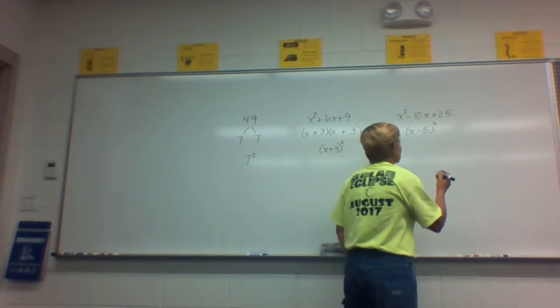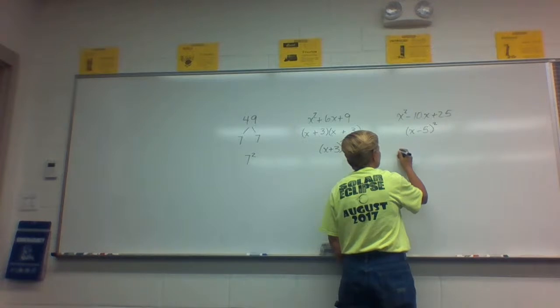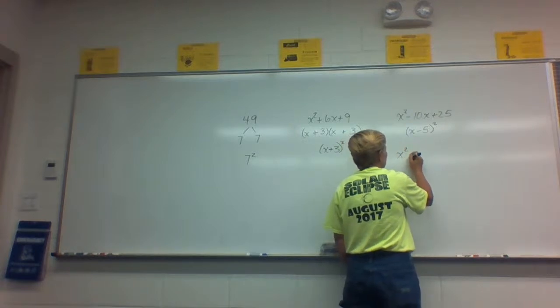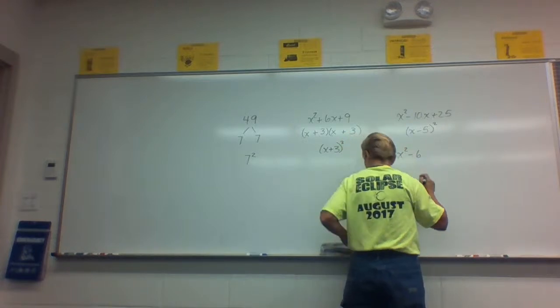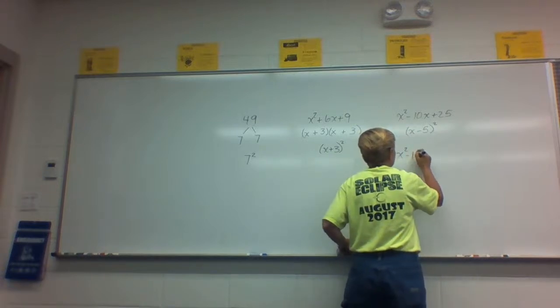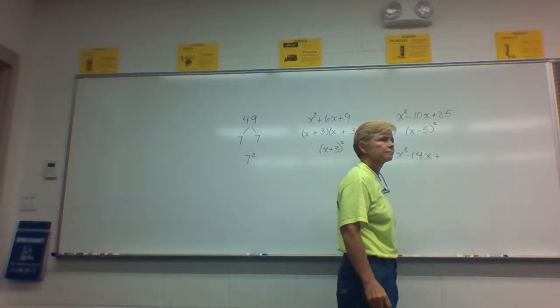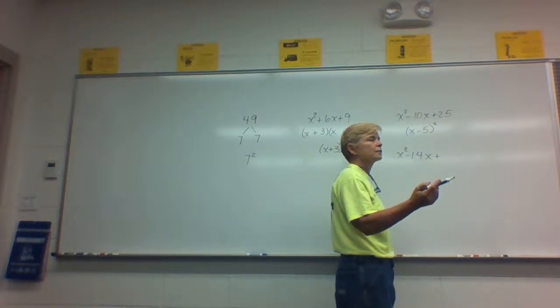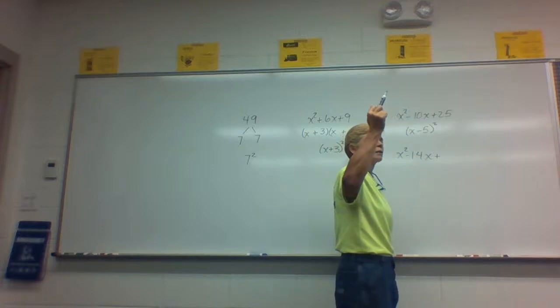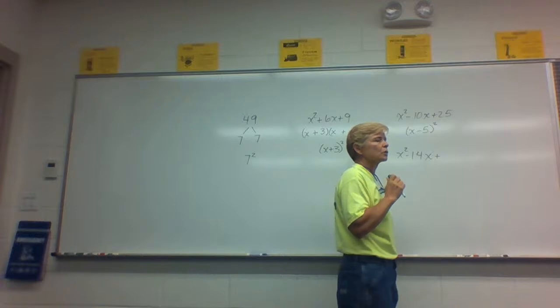So let's try this instead. Let's see if you can tell me what has to go on the back end and then help me factor it. X squared minus 14x plus what would make that a perfect square trinomial? 49. Who said 49? I only got about 3 or 4 voices. It is 49. I want to know if the rest of you understand that.